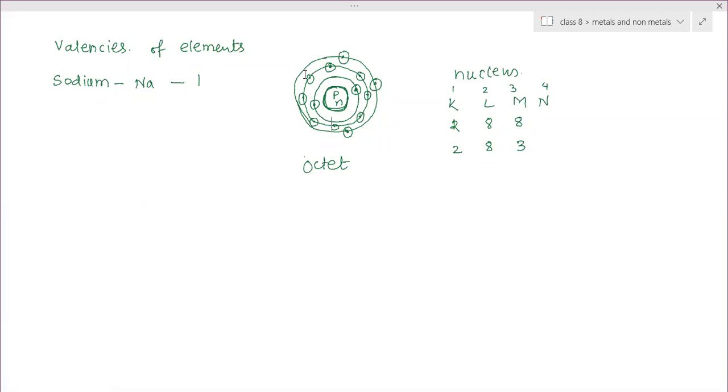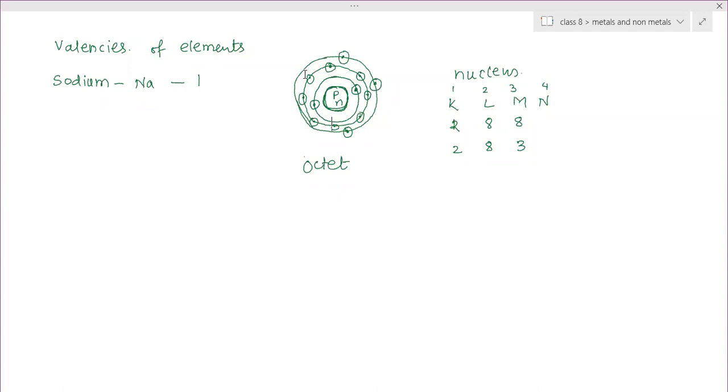Now suppose losing 3 is easy for this atom. Suppose a particular amount of energy is needed for one electron. Then what is easier for that atom, to give out 3 electrons or to gain 5 electrons? To give out 3 electrons. So this atom will lose 3 electrons. If it is losing 3 electrons to complete its octet, then 3 is its valency. So its valency is 3.